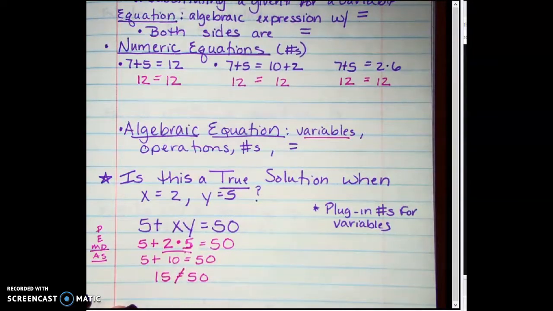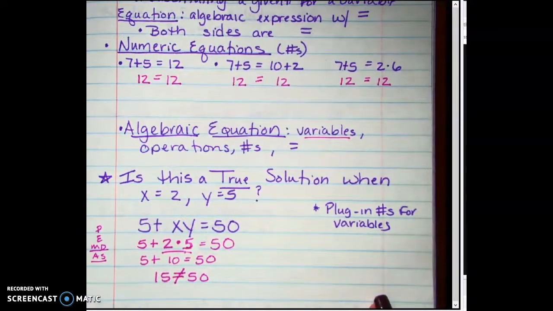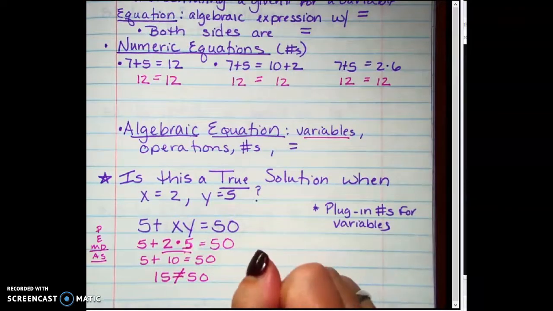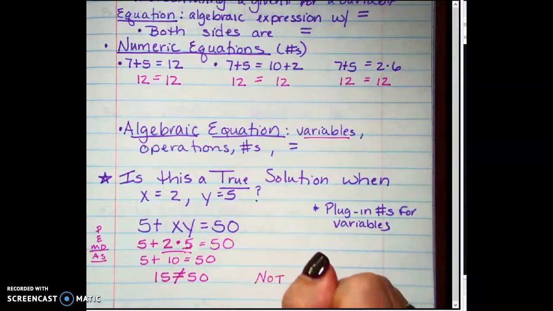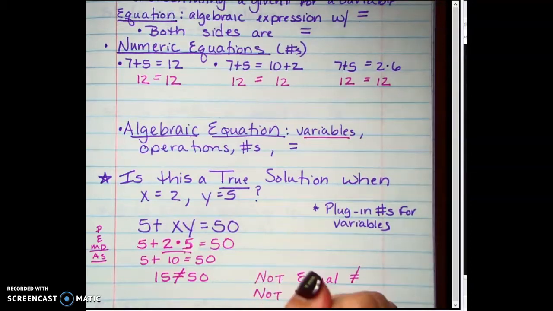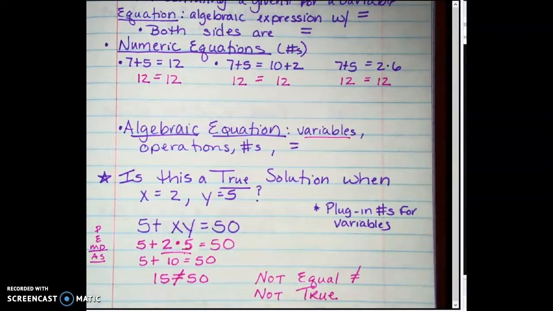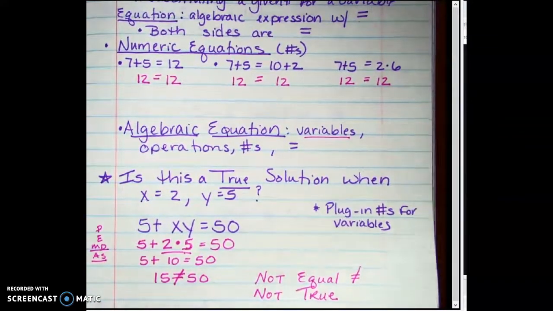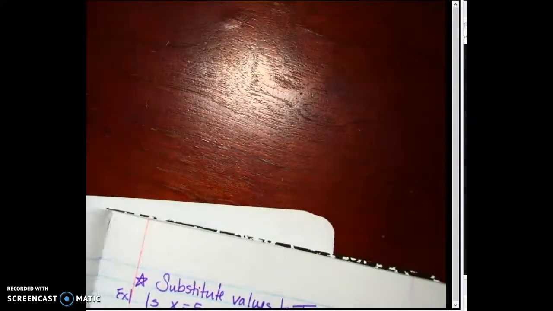That is not true. So what we do is we have our equal sign and we put a slash mark through it. That means not equal, which means it is not true. But we had to go through and solve our problem. Let's take a look at a couple other examples. Now remember, we will still need our PEMDAS.